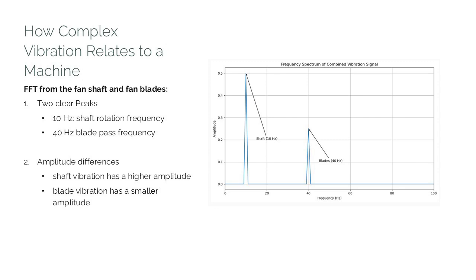Number 3, why this matters. If you only looked at the time domain waveform, the signal would appear complex and hard to interpret. But in the frequency domain, you can clearly identify the individual sources of vibration. This is the power of FFT in vibration analysis. It transforms a confusing waveform into a readable signature of machine behavior.